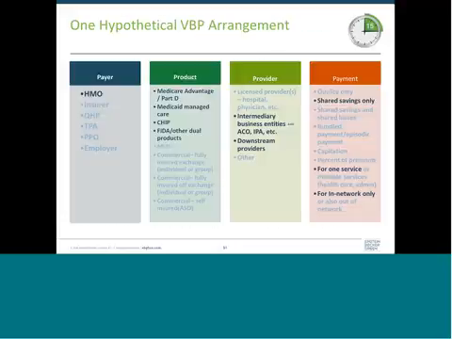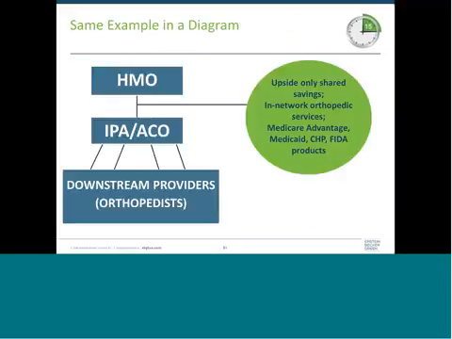Next slide. Now I'll use one hypothetical VBP arrangement to apply some of these laws at a high level, of course. As I said earlier, any combination of these would require different legal analyses. In this case, we'll take an HMO that has government products and it's paying, say, an ACO or an IPA based on shared savings only, not downside risk, for one service, let's say orthopedic services, and it would be based only on in-network services. Next slide. This is the same hypothetical in a diagram form.